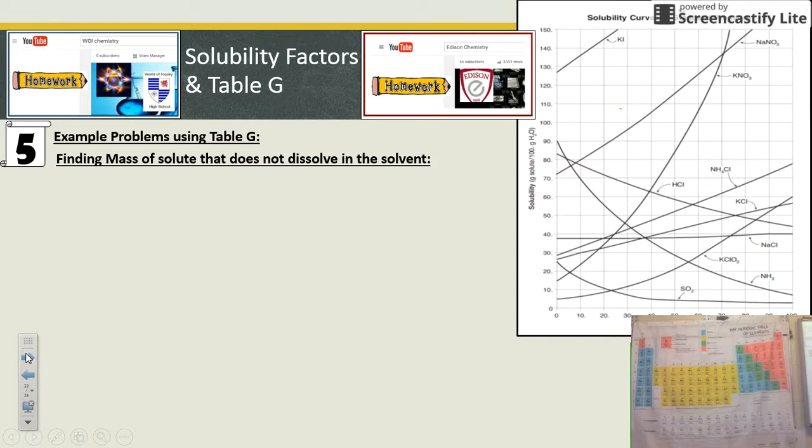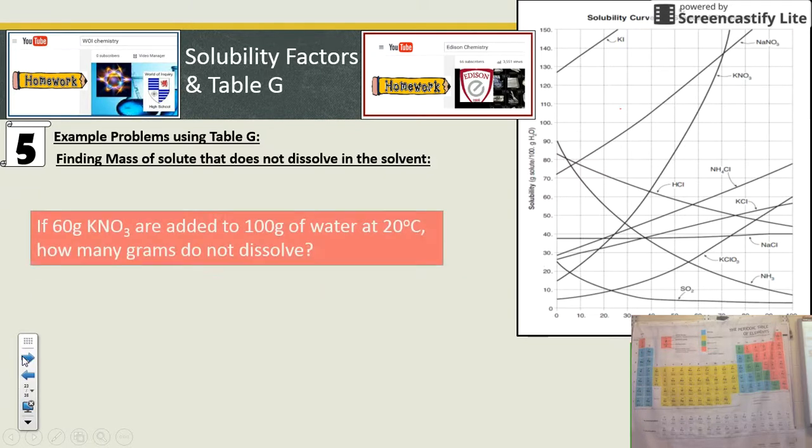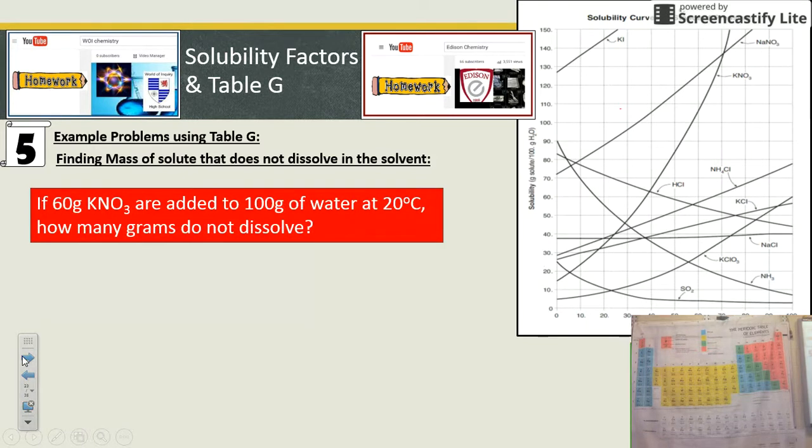Mass of solute that does not dissolve. So this is a scenario where we've added too much solute. So here we go. We're going to find our points that are above curves in this case. If 60 grams KNO3 are added to 100 grams of water, oops, I did it backwards. Careful with your numbers. We chemists can even screw up. 20 Celsius, not 60, 60 grams. 20, 60, we're at like this point right here, okay? How many grams do not dissolve? We've got KNO3. KNO3 says at that temperature, only like 35 are going to dissolve, but we added 60. So you go 60 minus 35 equals 25 grams.